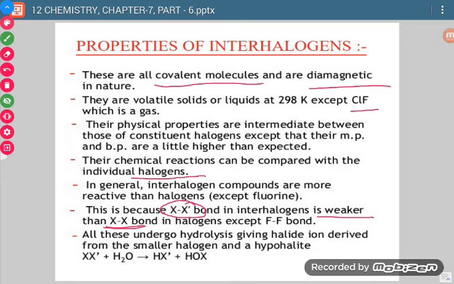Okay, fluorine is the exceptional case, for that we are not talking. All these undergo hydrolysis, giving halide ion derived from the smaller halogen and a hypohalite. So what happens when interhalogens are treated with water? There is formation of halogen acid and a hypohalite, HOX. It is hypohalite compound which is called hypohalite.